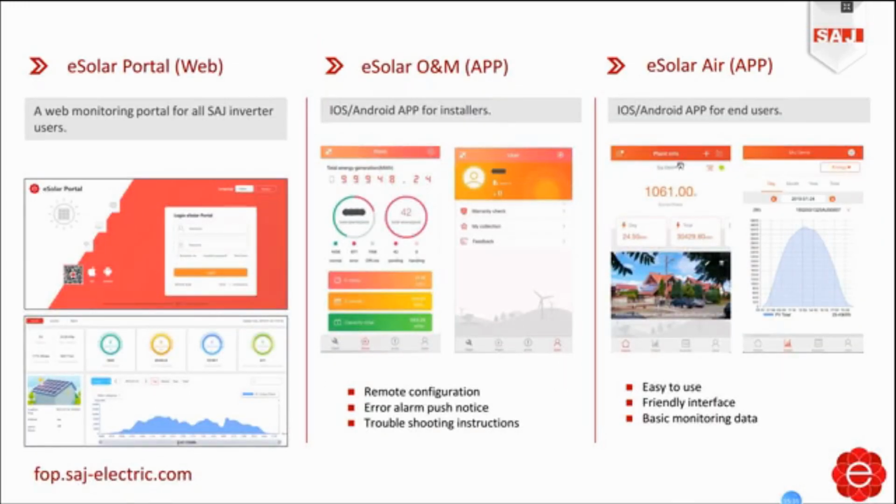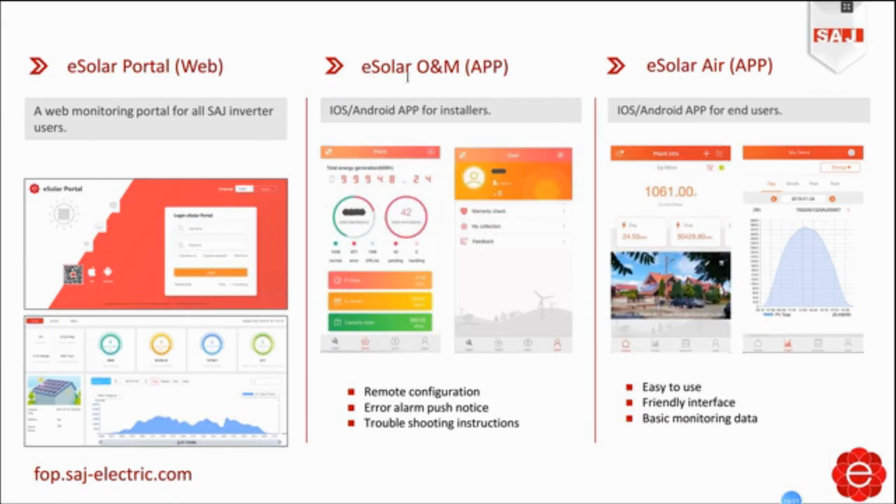Our eSolar portal includes 3 parts. The first one is the website, and this website can be logged in with all the SAJ inverter users, including the company users and also the final customer. So here is the website link: fop.saj-electric.com. And we have 2 applications.